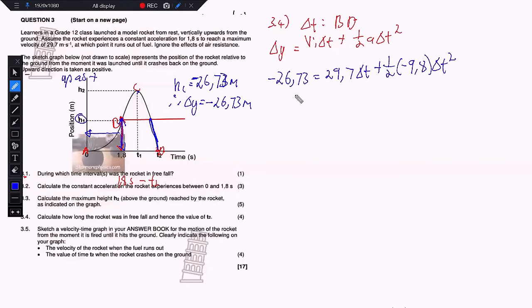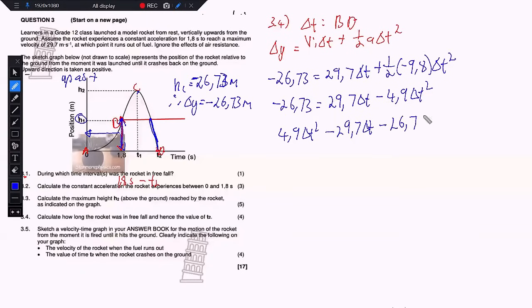Now at this point, we can see that this is leading us to a quadratic format equation. So this is negative 4.9 delta t squared. If we arrange it, this is 4.9 delta t squared minus 29.7 delta t, and then minus 26.73 equals 0. So I simply took all that's on the right and transposed it to the left-hand side. And now we can put this in a quadratic equation.